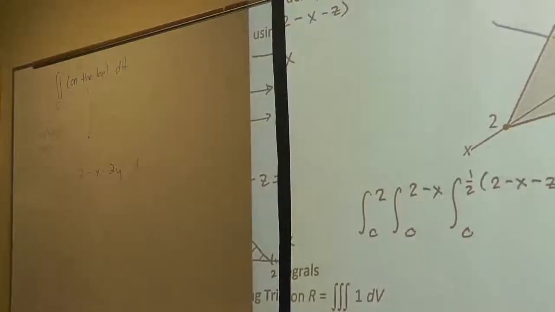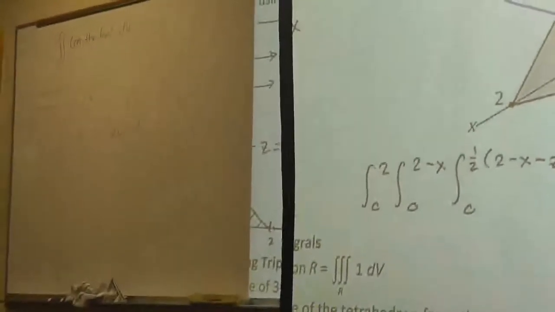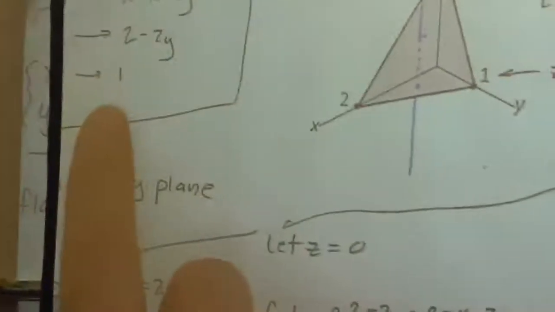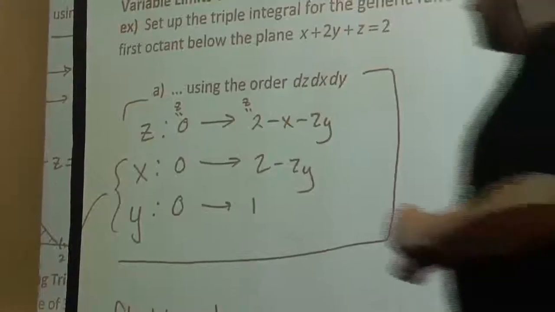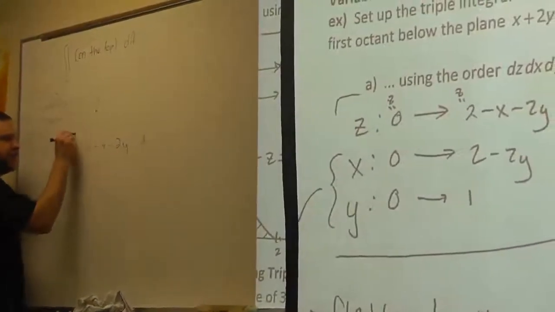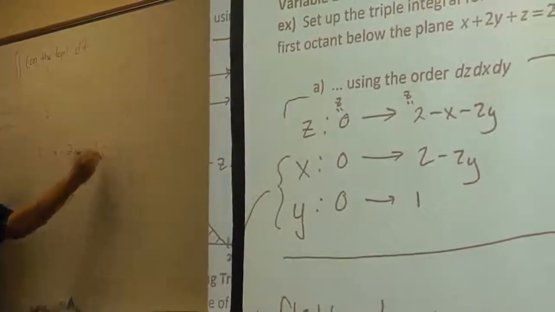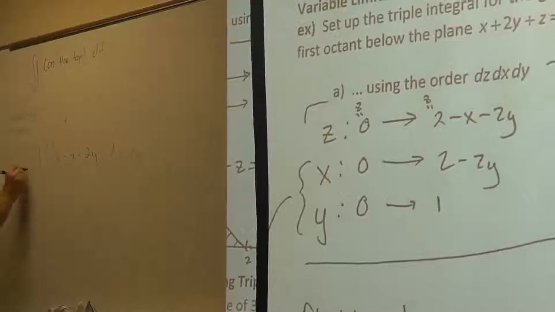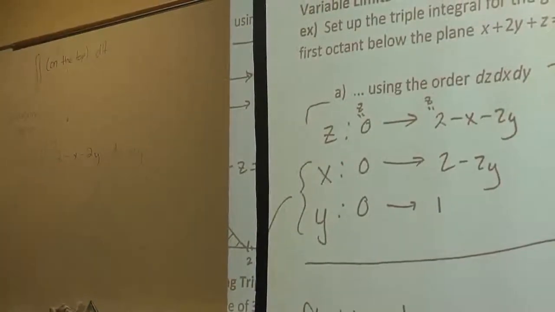Well, we've already done the x and the y limits back here. If this is projected down to the xy plane, you can say that your x integration goes from 0 to 2 minus y, and your dy limits go from 0 to 1, right? So that's how this would be calculated as a double integral volume problem.